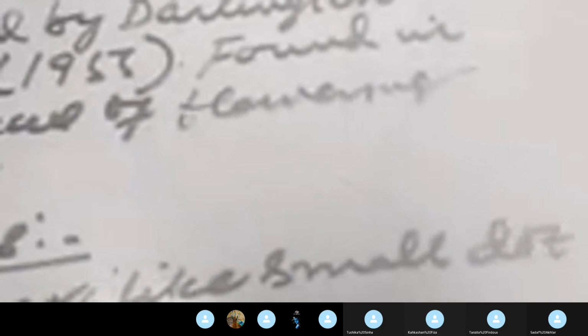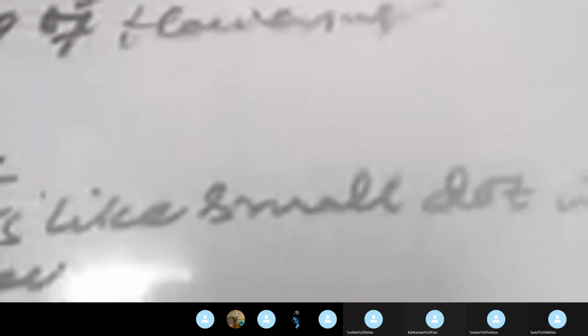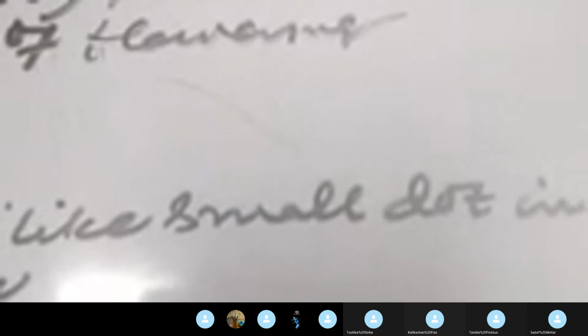B chromosomes appear like a very small dot in the cell or nucleus. They are acrocentric. If it is heterochromatic, it remains deeply stained. It consists of both heterochromatic and euchromatic parts. A totally euchromatic B chromosome is found in Rhoeo, whereas in maize it may consist of both heterochromatic and euchromatic parts.